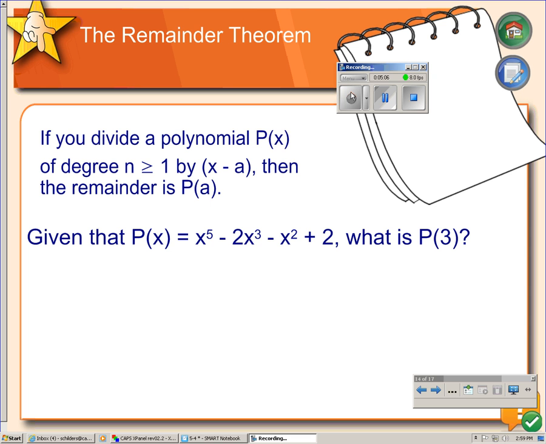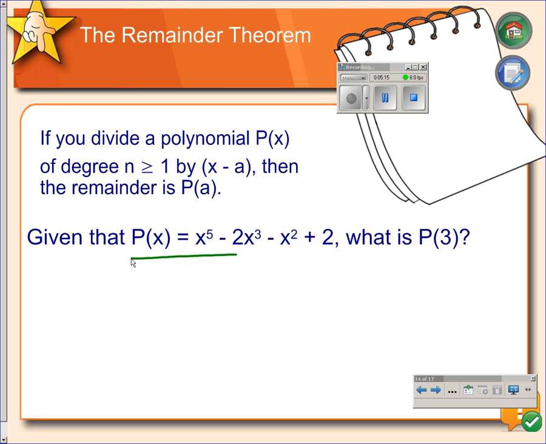Okay, now we're going to use synthetic division to evaluate a polynomial. So what we're looking for here is, given this polynomial, we want to know what is p of 3. This is function notation, and what it says is we're going to substitute 3 into the equation. So we're going to have 3 to the 5th minus 2 times 3 cubed minus 3 to the 2nd plus 2. We're going to calculate that. But we're not going to calculate it the old-fashioned way. We're going to calculate it using synthetic division.